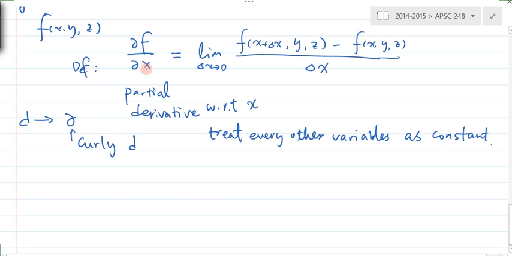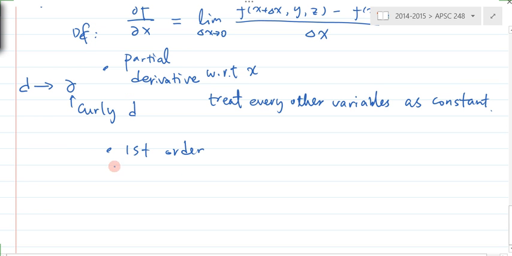A similar definition can be written for partial f over partial y. Basically you know what to do, right? Good. For this particular one, this is what we call the first order partial derivative. It's a first order, and we also have higher order. For example, we can take a second order partial derivative with respect to x. So what does this mean? This basically means this.